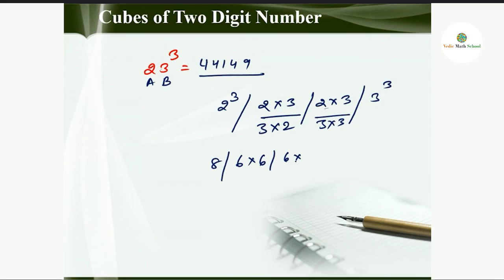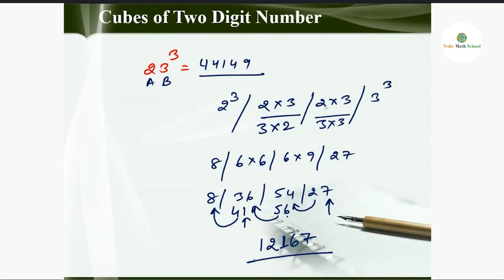I got it. So now what I'm going to do, I'm going to write down this first value 7 in the answer. This 2 is going to add here, so this will become 56. So this 6 I'm going to write down here. Now this 5 is going to add here, so 36 plus 5 is 41. I'm writing this 1 here, and 4 is going to add here. Yes, your screen paused. Okay. 12167. This is the answer.